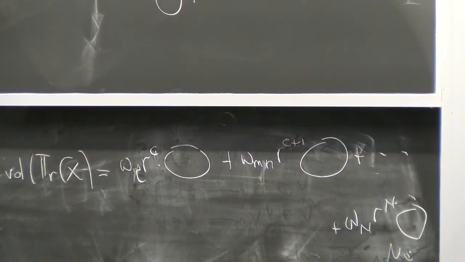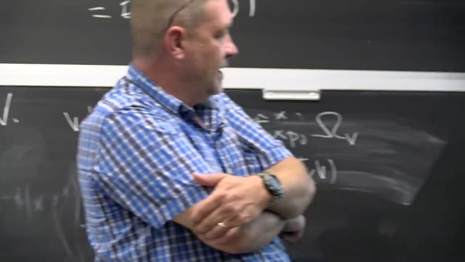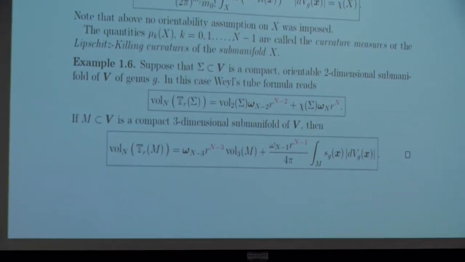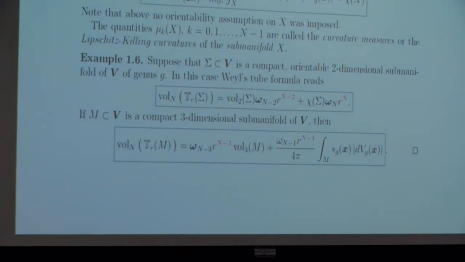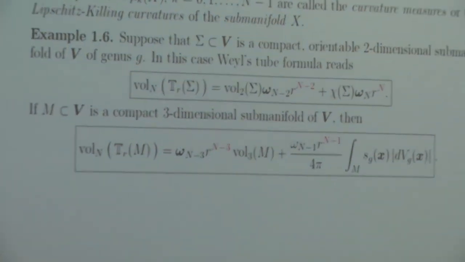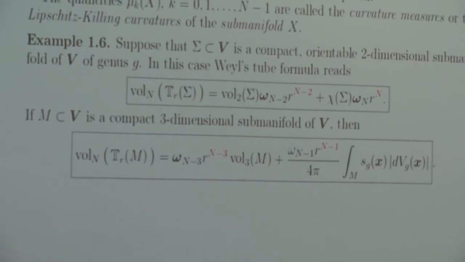So if you have a surface in a vector space, the volume of the tube is going to involve the volume of the surface and the Euler characteristic of the surface. That's going to be the complete formula.